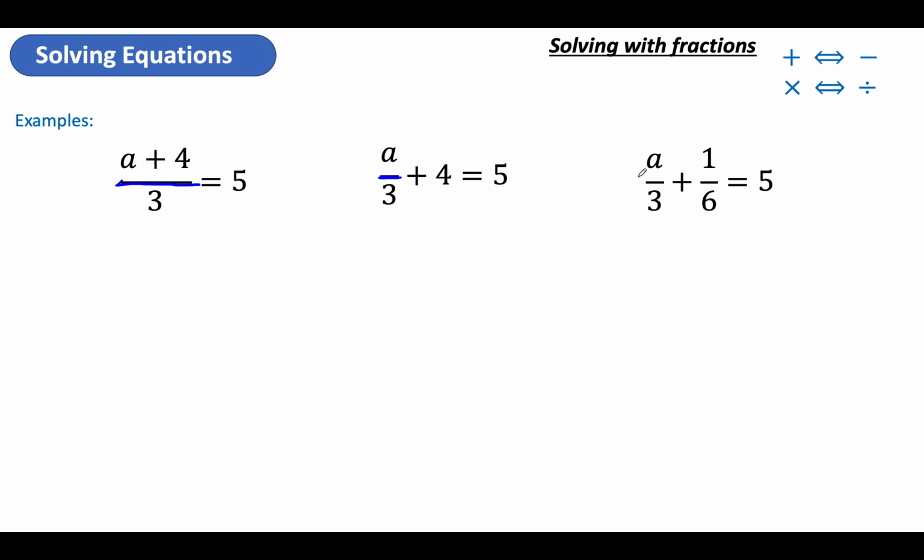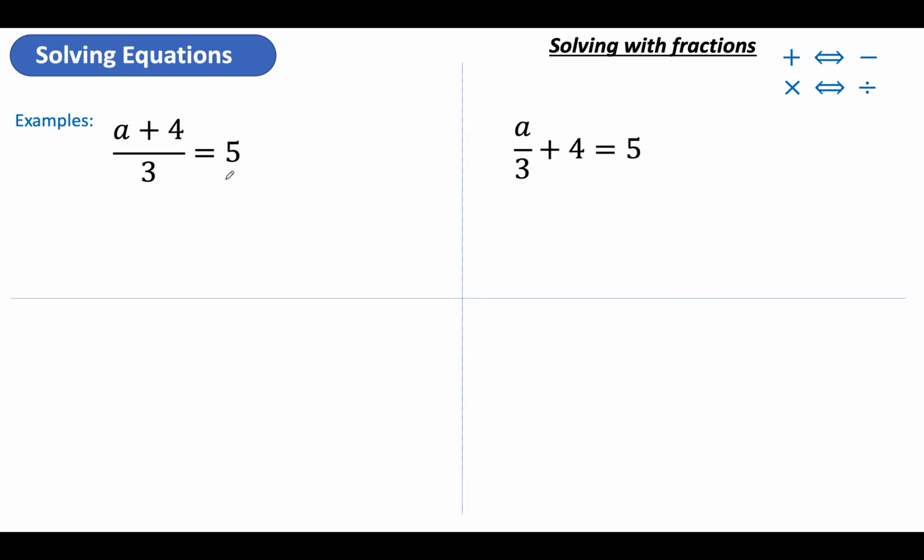Now this last one, they're both over a denominator, but they're over different denominators. So this is a case where we would have to add 2 separate fractions together. Let's have a little look at the first 2 then. So we're going to work on the first 2, and then we'll come to this third type later on. The main difference between these first 2 is that one of them has the whole thing over a denominator, and this one is only partially over a denominator.